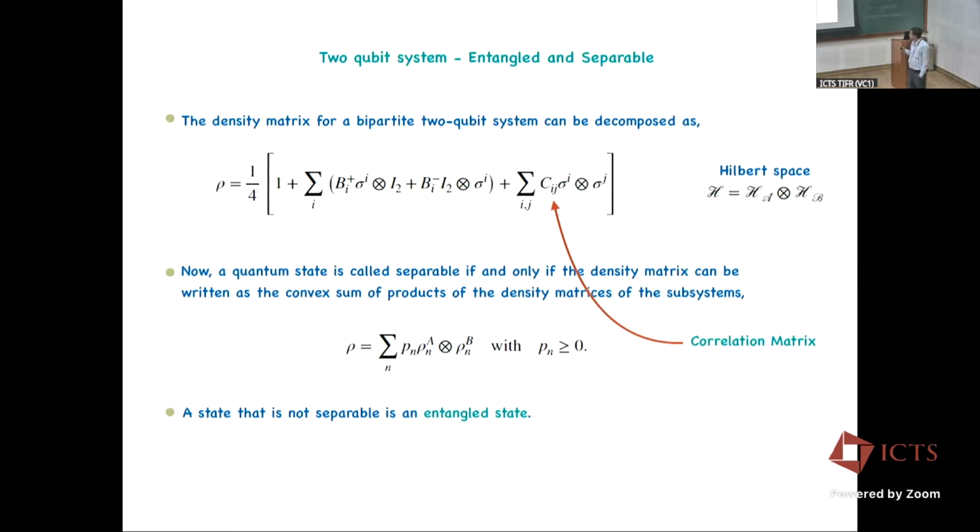I can say that the quantum state is separable if and only if the density matrix can be written as a convex sum of the product of the density matrices of the individual subsystems. A convex sum is a kind of weighted sum where the weights are the probabilities. But if we can't write it this way, then the system is entangled. So that is pretty much the definition of a separable state and an entangled state.